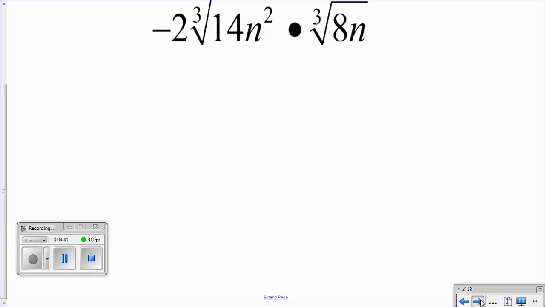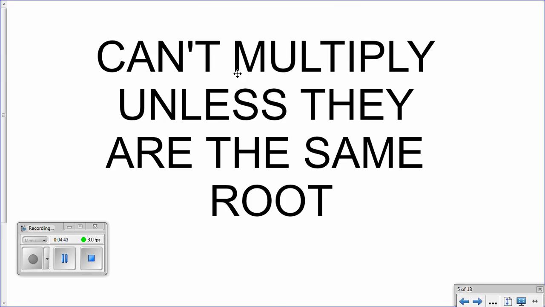Alright, so you try that on your own and you come back. Now, you cannot multiply things unless they are the same root. So unless they are both cube roots or they are both square roots, that is the only way you can multiply them. Okay? You can't multiply a cube root with a square root because they're not the same. Alright? Keep that in mind.